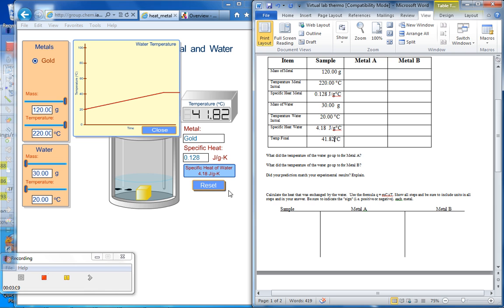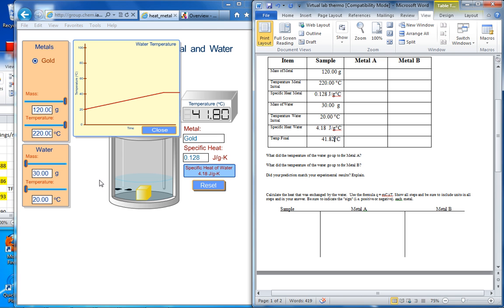so that's all set. Now I need to work out my calculation right down here. It says calculate the heat that was exchanged by the water using this formula. Q is equal to MC delta T. Show all the steps and be sure to include units in all steps and in your answer. And be sure to indicate the sign, whether it's positive or negative. Okay, so let me get a pen over here to write with.